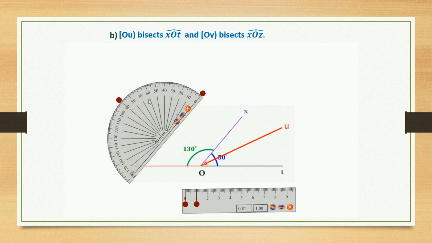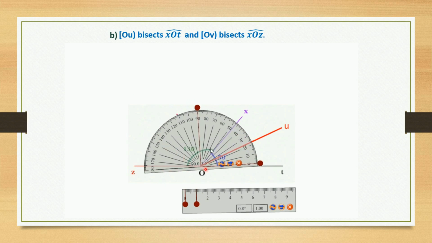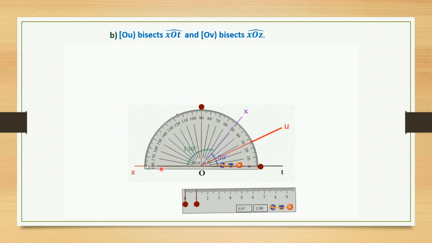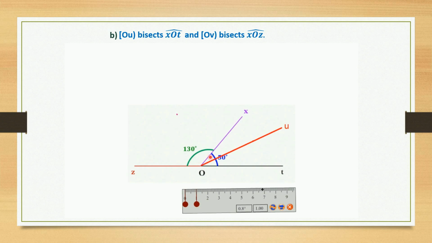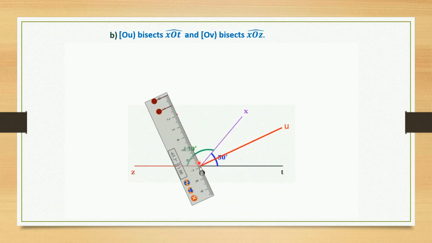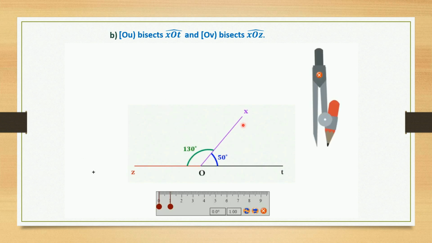Or, if you want also, you can place the 0 of the protractor on OZ. Then you start counting from the 0 to the left until you reach 65 degrees. So you can do one of these two methods. Then I draw a semi-line starting from O passing through this point, and I name this semi-line OV, bisector of angle XOZ.